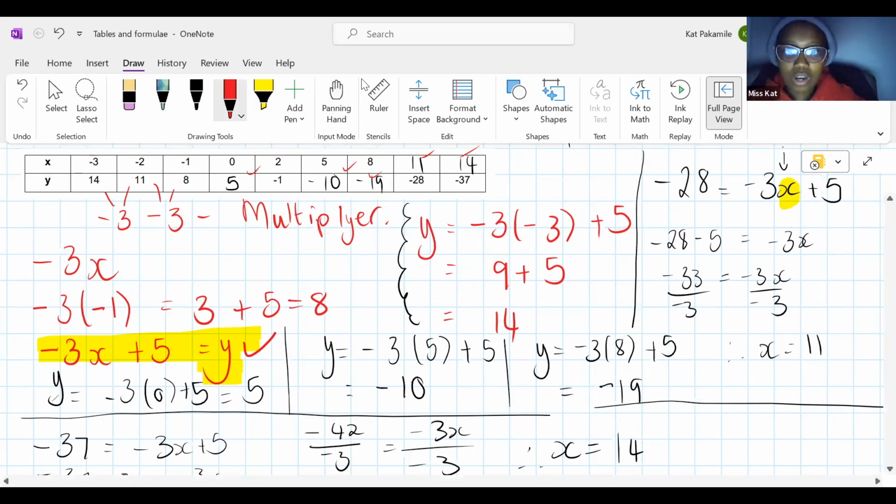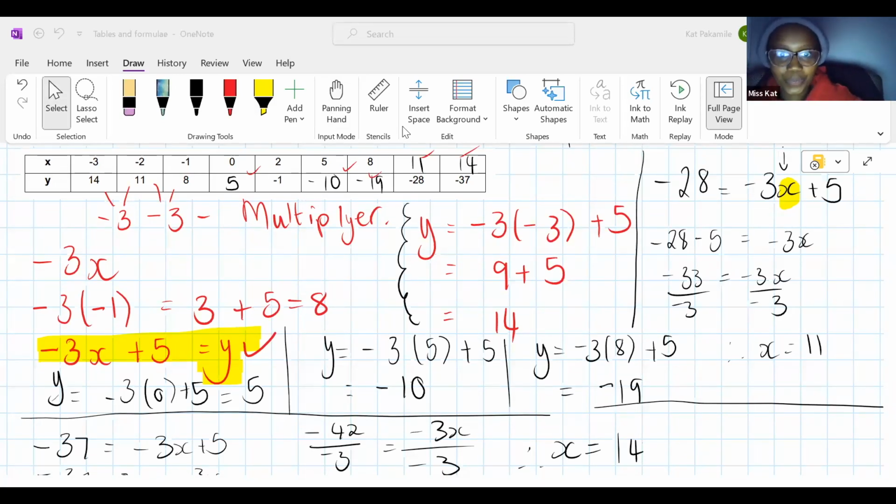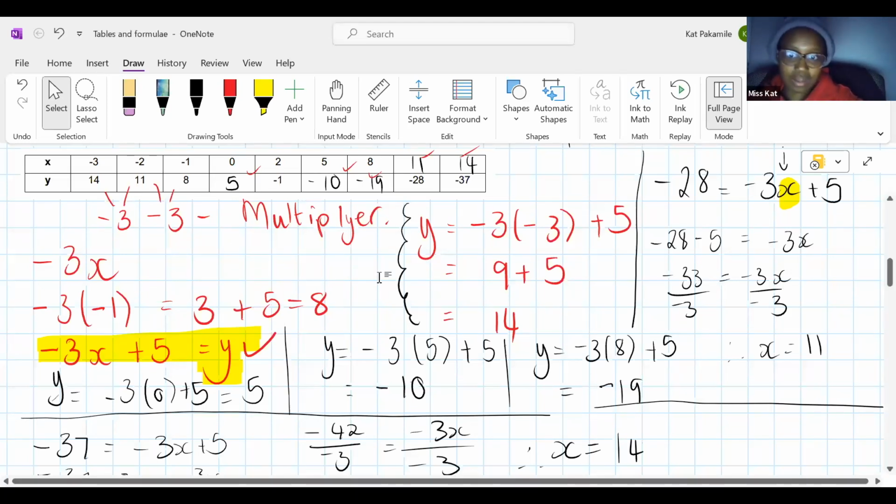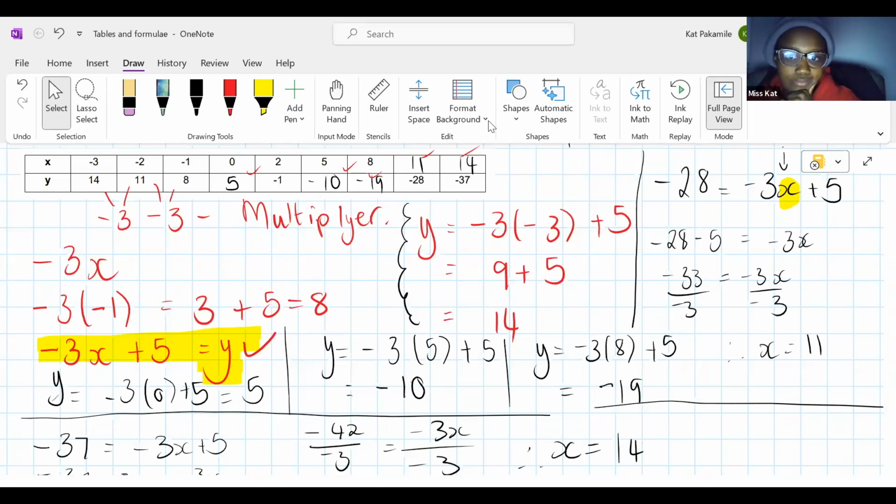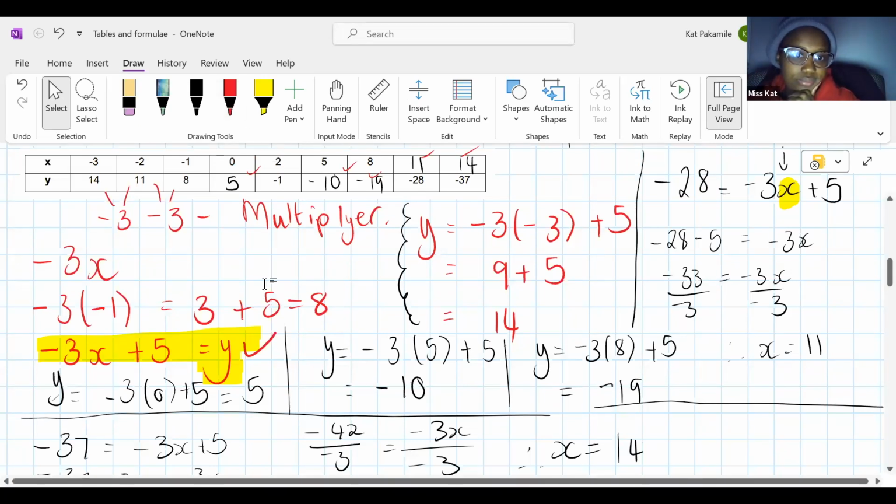There we go. Last question. San, is it San? Hi, ma'am. Hello. Ma'am, I don't understand. Okay, you need to tell me specifically where I lost you. Ma'am, on the last example we did, from -37 minus 5 equals to -3x.